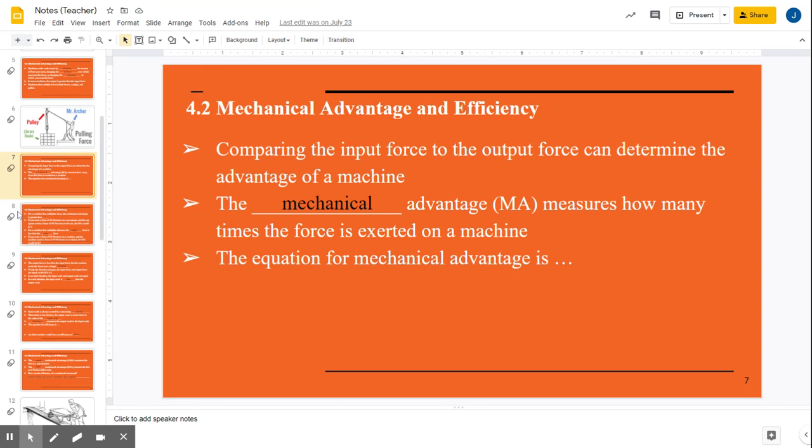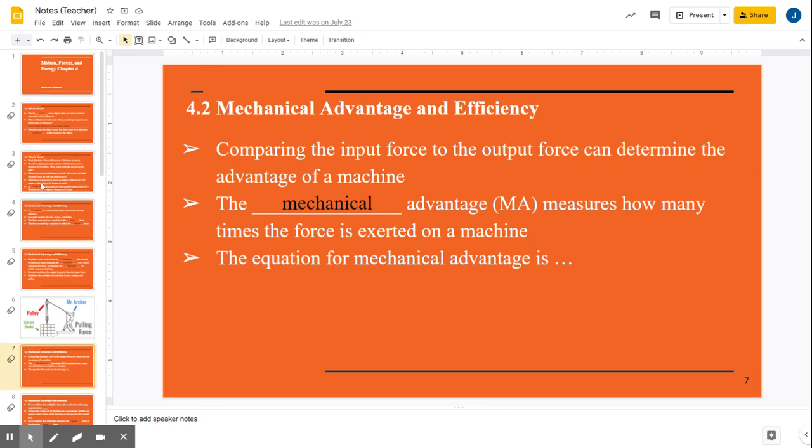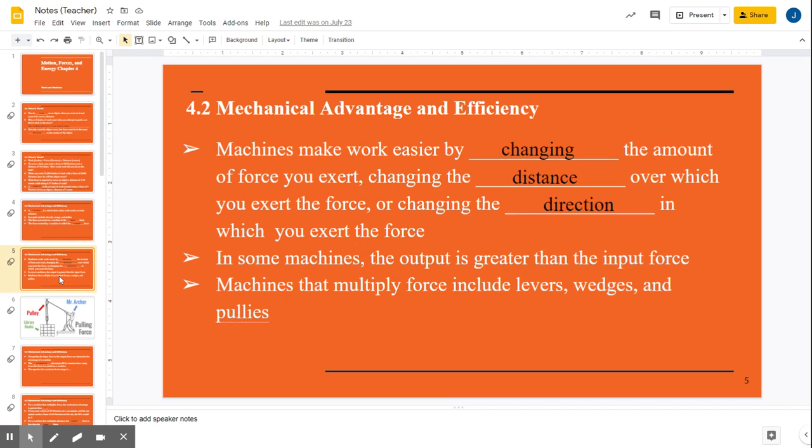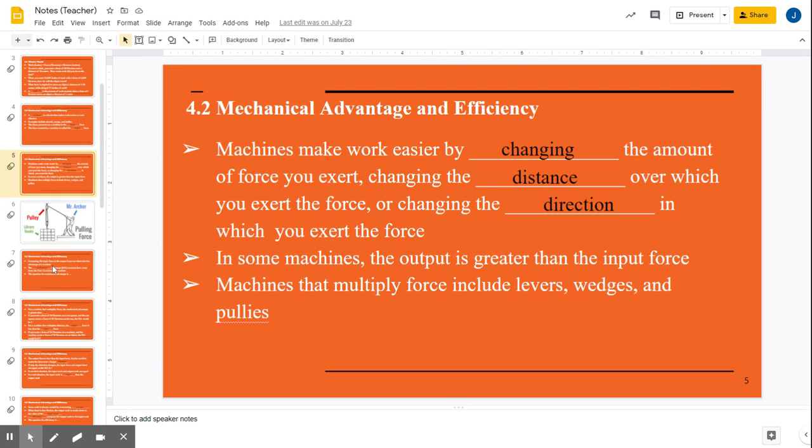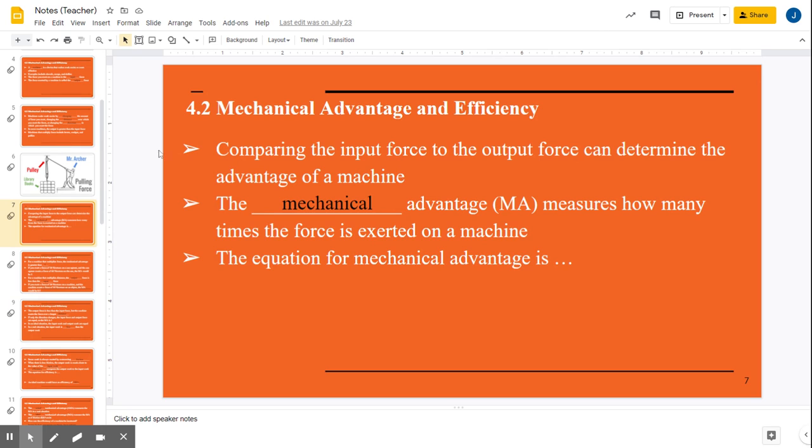We're finishing up 4.2 today on our lesson. We've done 4.1, it's all about what is work. We did the first part of 4.2: what does a machine do to make work? It changes how much force gets exerted into the machine, it changes the distance in which your force is exerted, or it changes the direction. All three of which are really, really beneficial for you, and that's why we use machines.